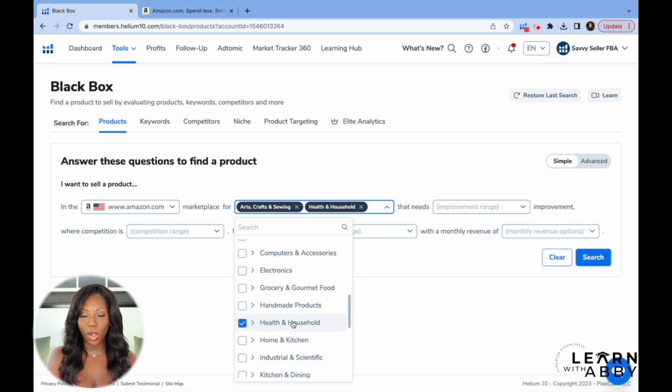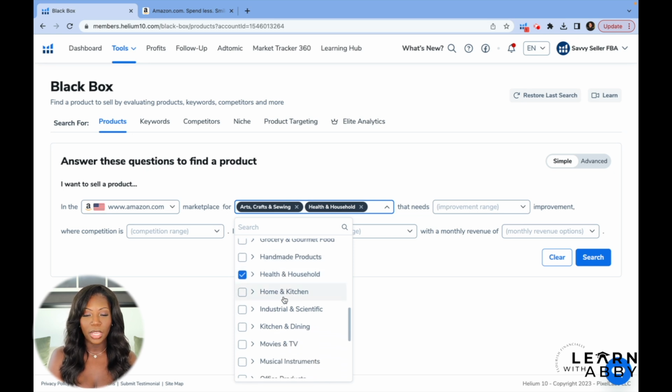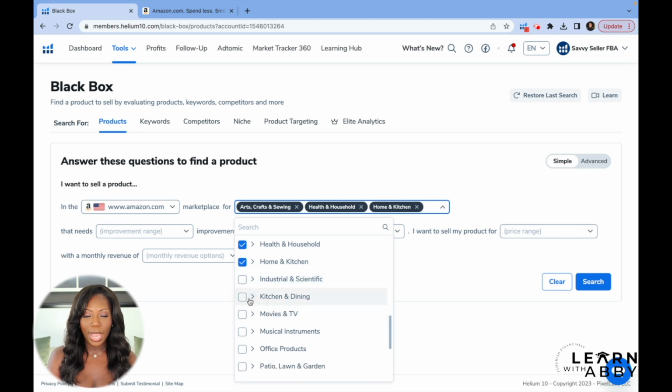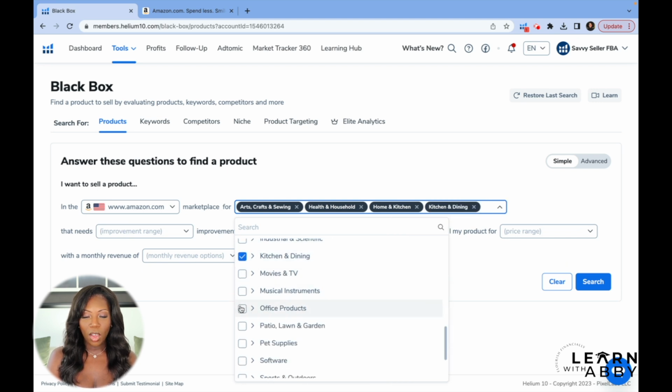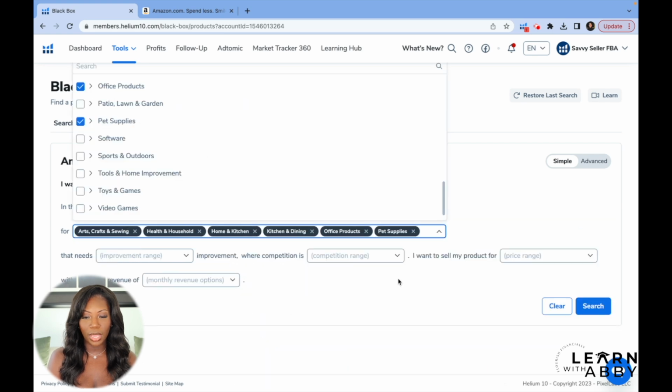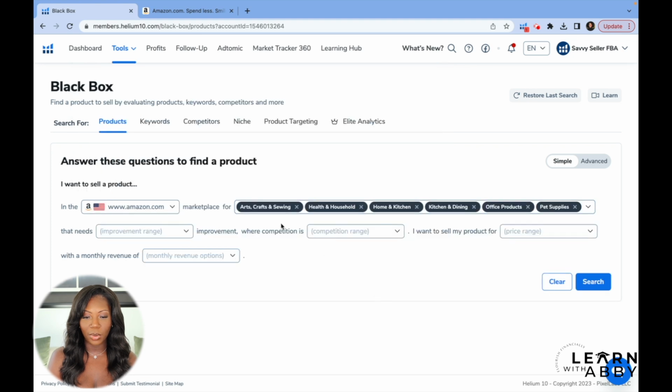As some of you know, all 6 of my current Amazon products are in the health and household category. So I always click on that one. Home and kitchen, I always click on as well. I like kitchen and dining, office products, and pet supplies. And we'll just go ahead and leave those ones selected for now. So we've got our different categories selected right here.